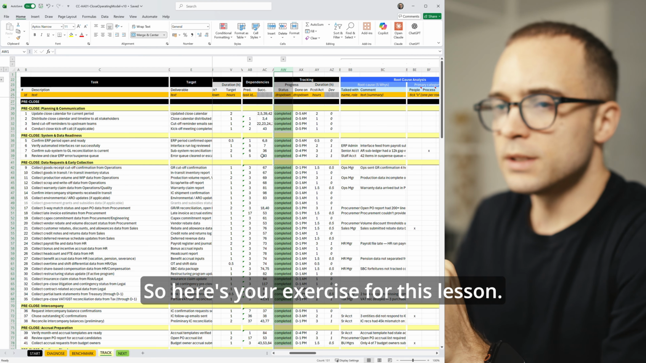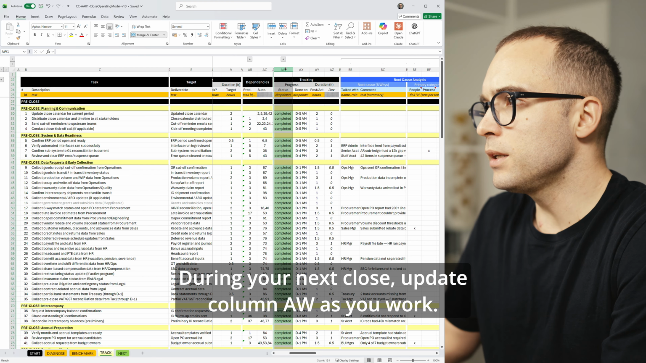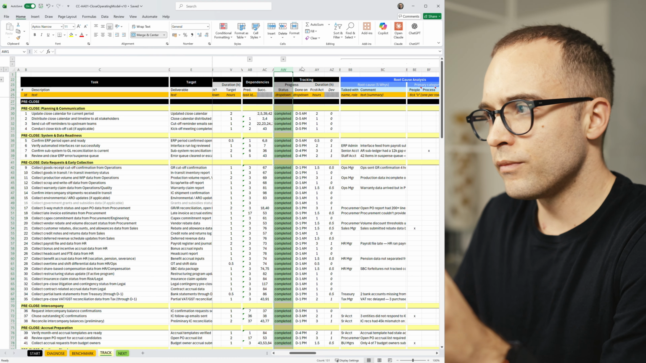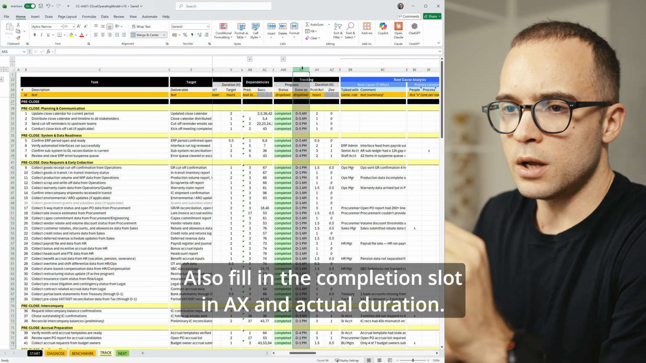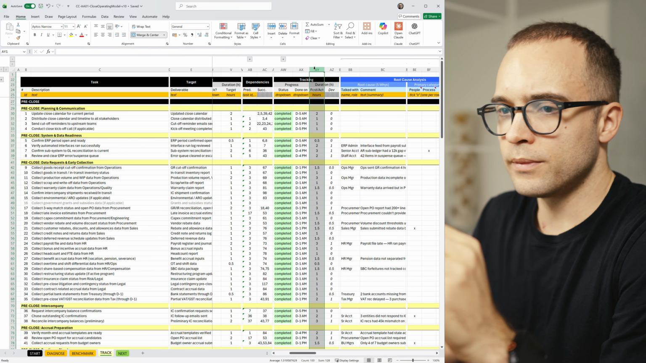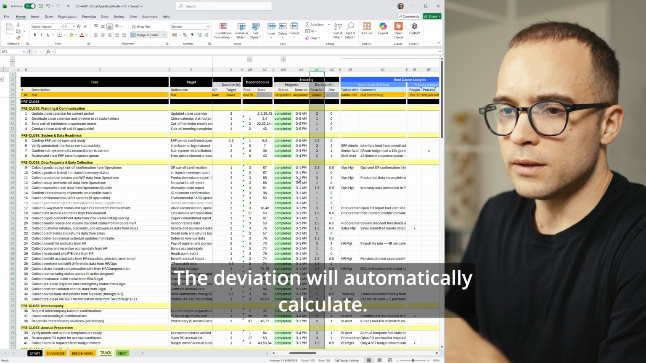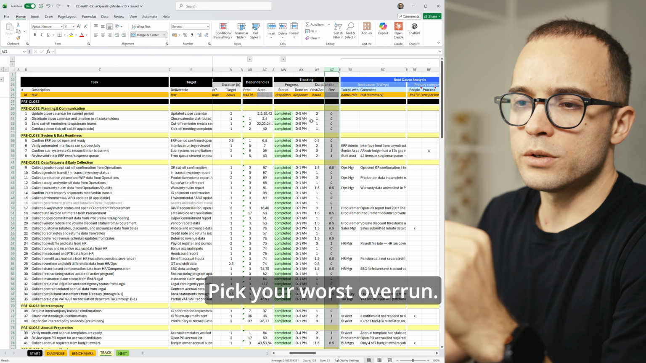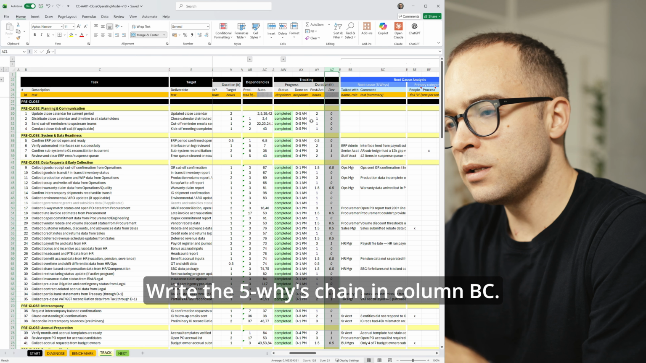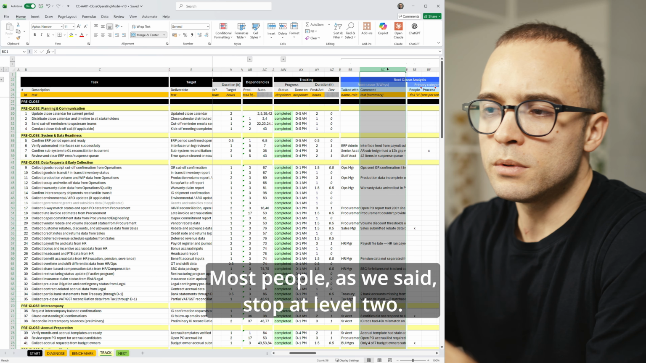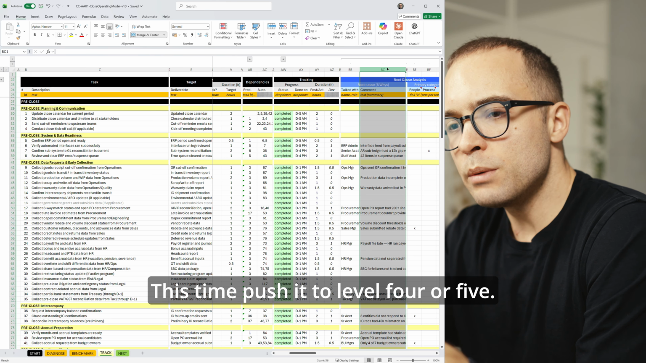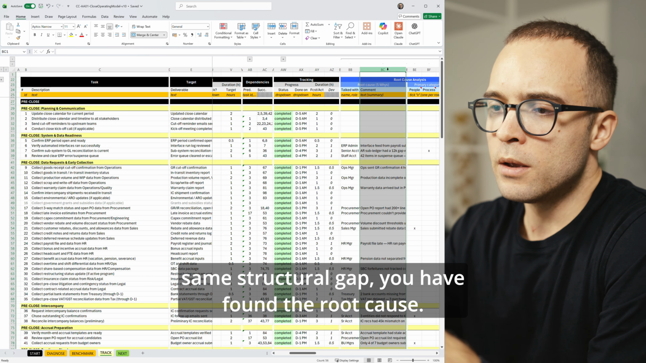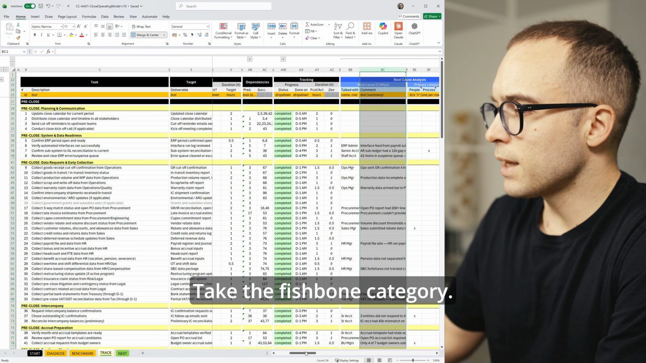So here's your exercise for this lesson. During your next close, update column AW as you work. Not started, in progress, completed. Also, fill in the completion slot in AX and actual duration. The deviation will automatically calculate. Copy-paste value the tracker, sort column AZ descending. Pick your worst overrun. Write the 5 whys chain in column BC. Most people, as we said, stop at level 2. This time, push it to level 4 or 5. When the answers start circling back to the same structural gap, you have found the root cause. Tick the Fishbone category.